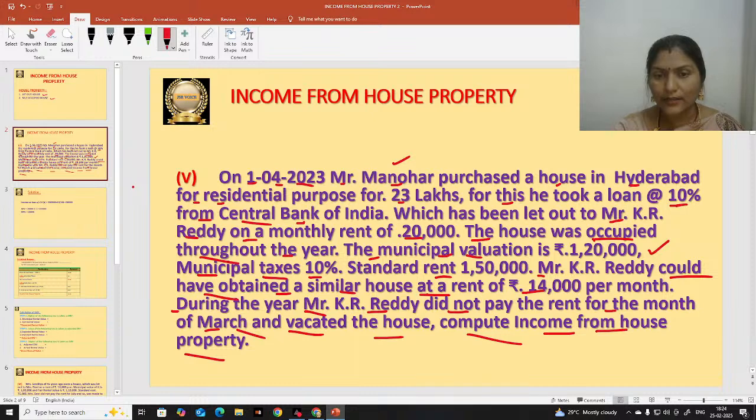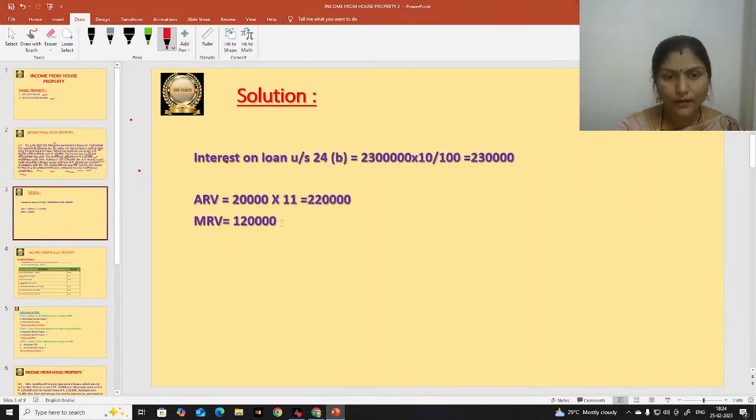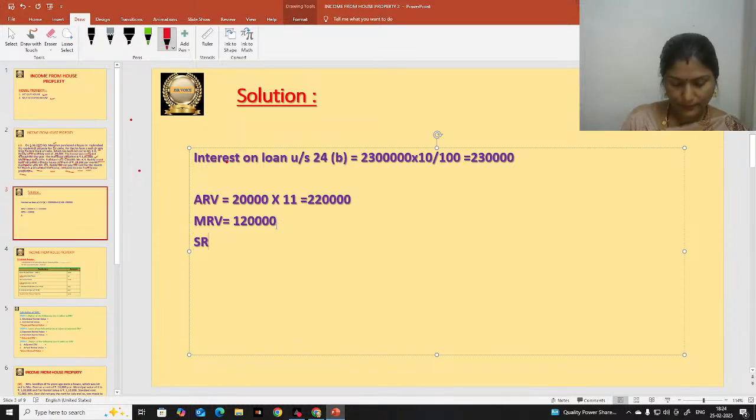What else they have given here? Standard rent. Standard rent is how much here? 1,50,000. And here again we can observe one point. They did not mention whether it is for 1 month or for 1 year. So we can assume that it is for 1 year, and we should not multiply this 1,50,000 by 12. We have to take 1,50,000 only by assuming that this is for full 1 year. Let us take that. SRV means standard rental value. That is 1,50,000.